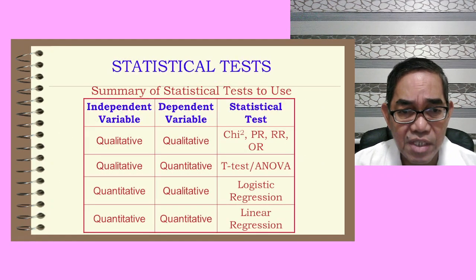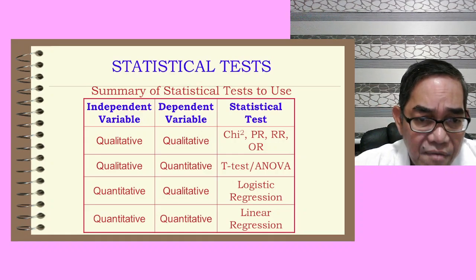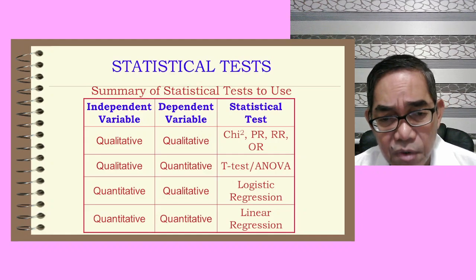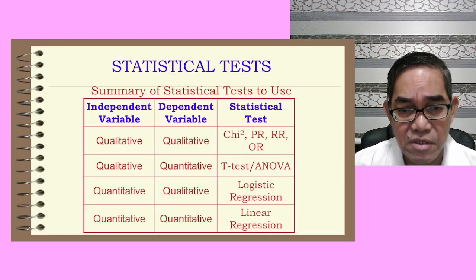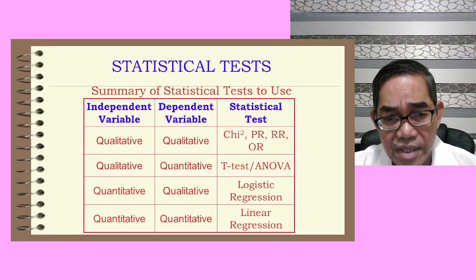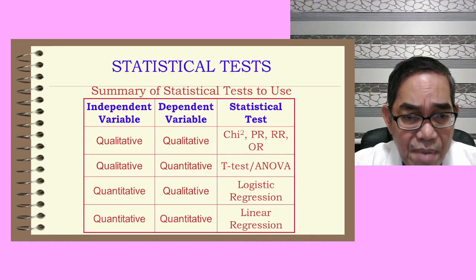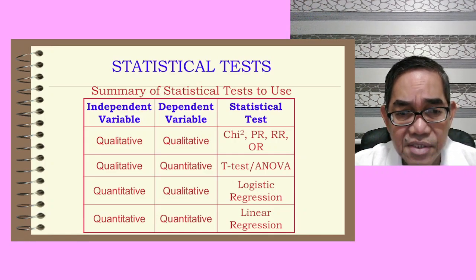Okay, so this should come in handy. So we have here the independent variable. You can take a picture of this one and put it in your phone, so you have it in your phone. If you won't be able to memorize this, but it's easy to memorize as I said. So we have here the independent variable and the dependent variable and the statistical test to use.